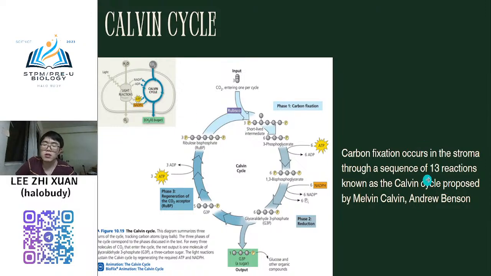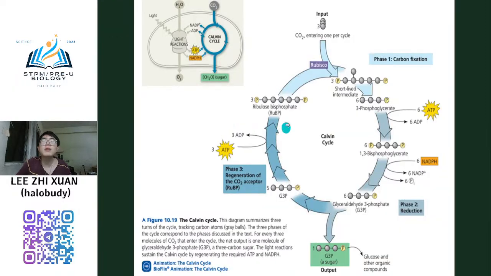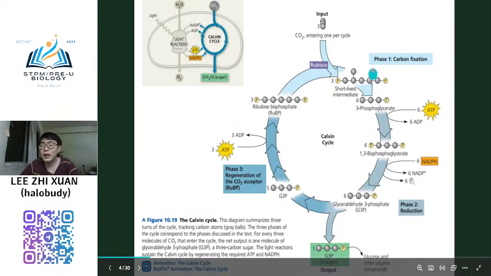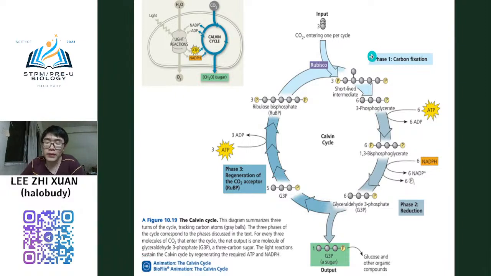So for this carbon cycle, the main point is that we need to fix the carbon dioxide. You know that carbon dioxide is actually a very unstable gas, so you need to fix it. The plant will fix the carbon dioxide to make it stable first. This is the overall carbon dioxide fixation process.